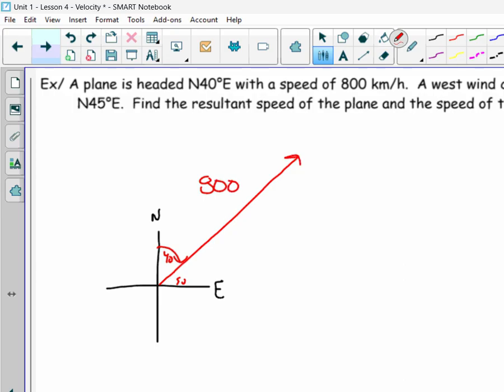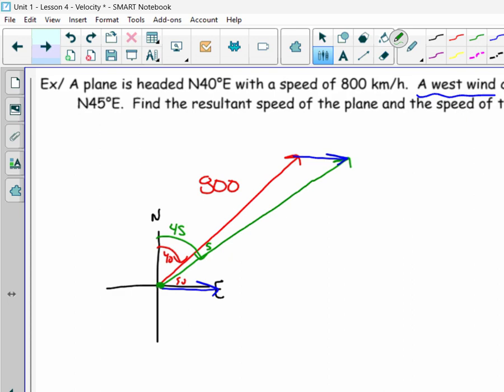A west wind. That means a wind from the west, which means it goes towards the east. So we've got a wind pushing this way. Causes it to travel north 45 east. Oh, so they're giving us the resultant. They're saying after the wind pushed it, we ended up going a little bit more to the east. So my wind pushed it that way. I don't know how much the wind is, but I know this was north 45 east, which makes that little bit in here 5 degrees, right? That whole thing was 45. And the red one was 40. And 5 more.